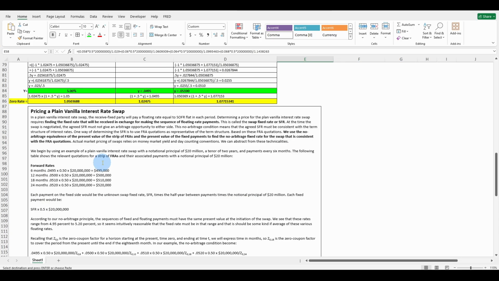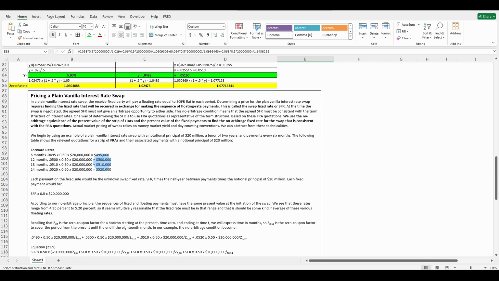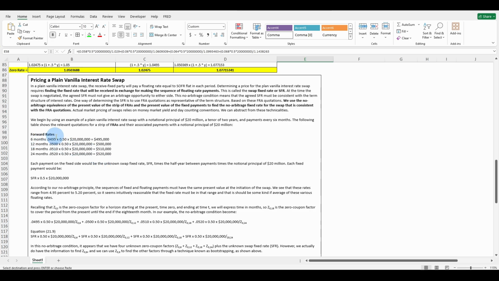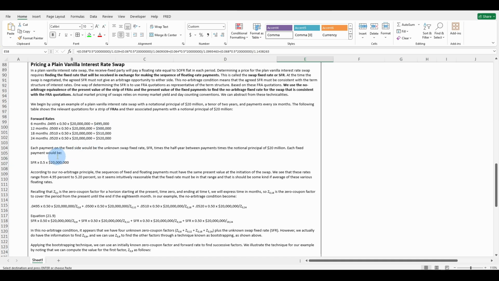We begin by using an example of a plain vanilla interest rate swap with a notional principal of $20 million, a tenor of 2 years, and payments every 6 months. The following table shows the relevant quotations for a strip of FRAs and their associated payments with notional principal of $20 million. We have this 495 times 0.5 times 20 million, and so we have these numbers. Each payment on the fixed side would be the unknown swap fixed rate, SFR, times the half-year payment times the notional principal, 20 million. Each fixed payment would be SFR times 0.5 times 20 million.